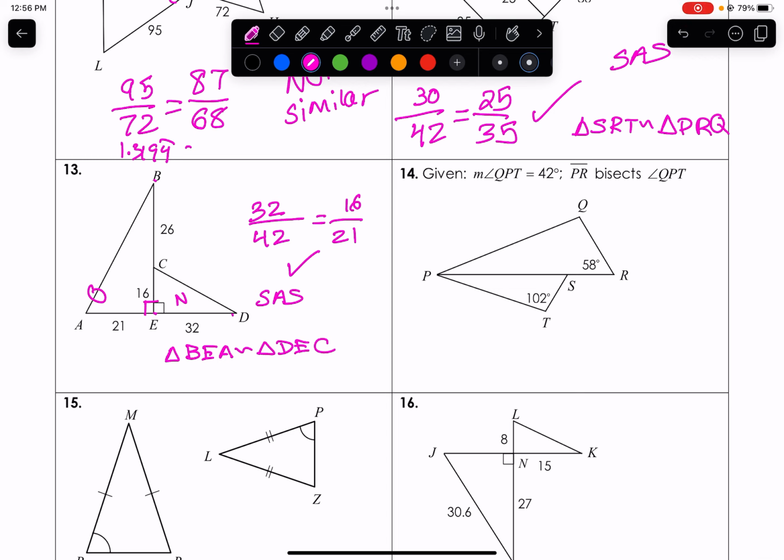If PR bisects QPT, so we have two congruent, wait, nope, we don't have two congruent angles yet. QPT is 42, so each of these is 21. So now we have to double check. 180 minus 21 minus 102 is 57. Nope, not similar.